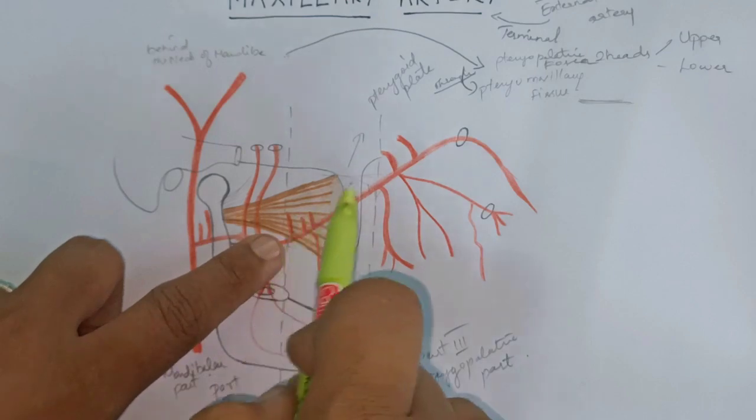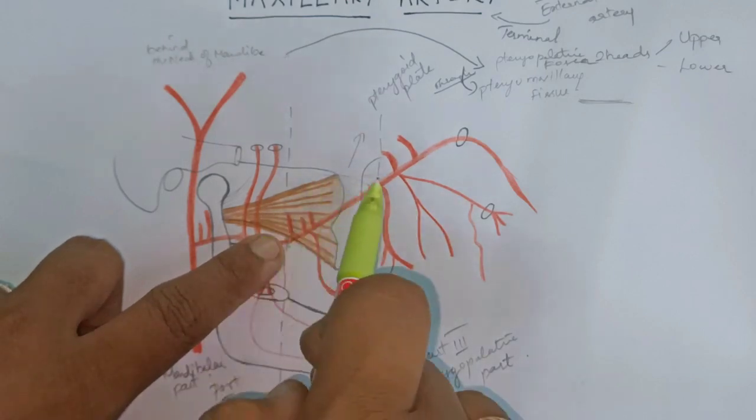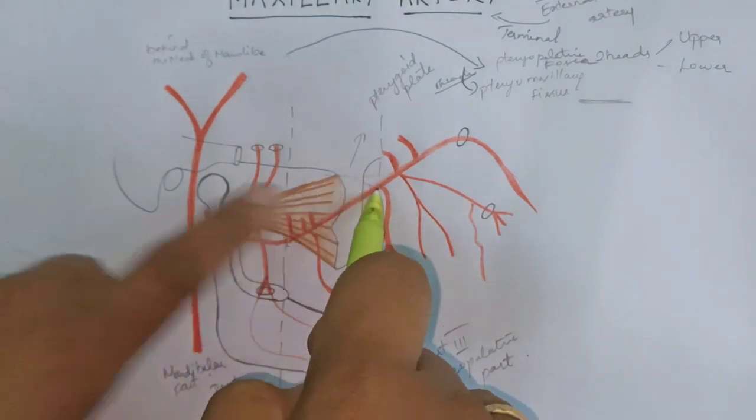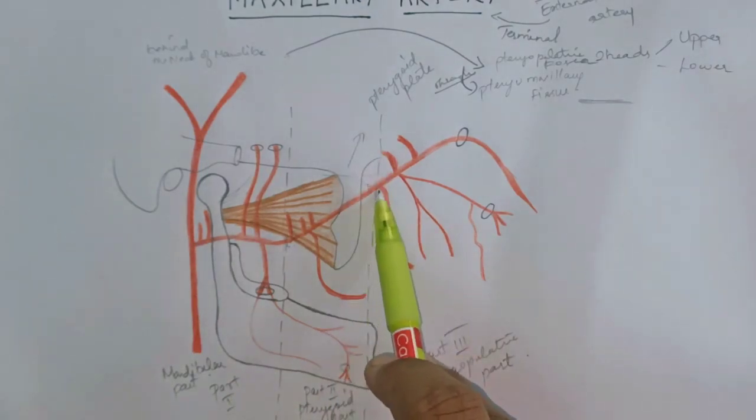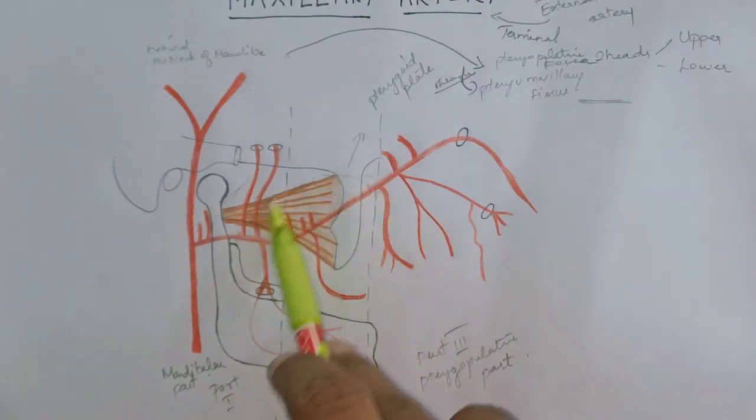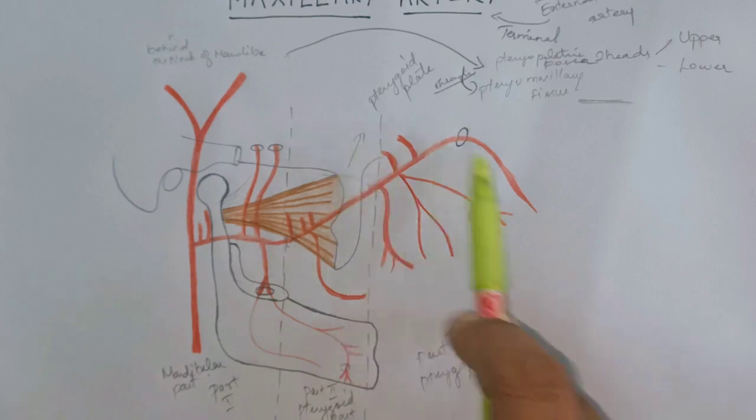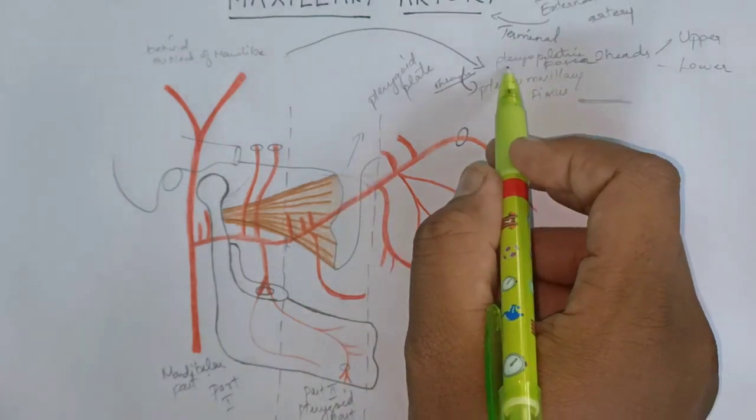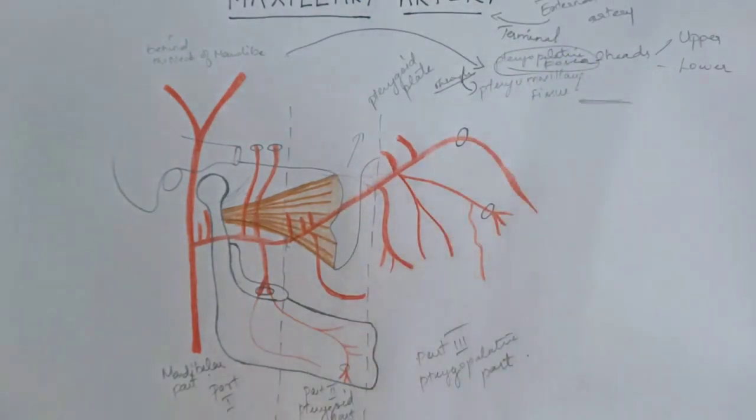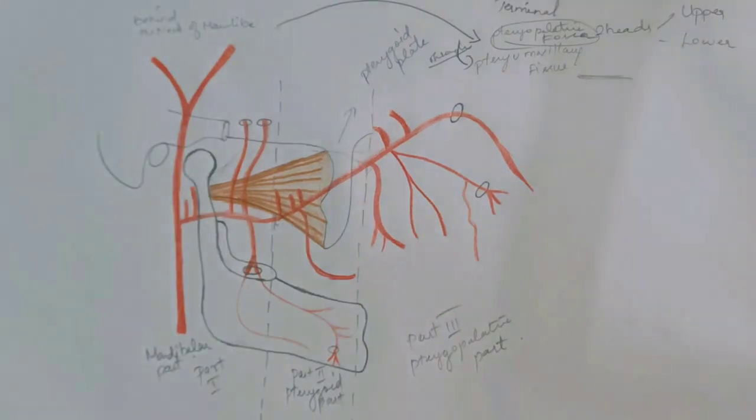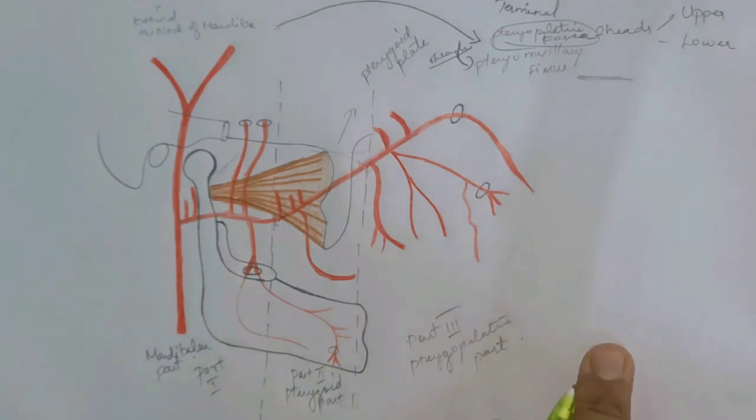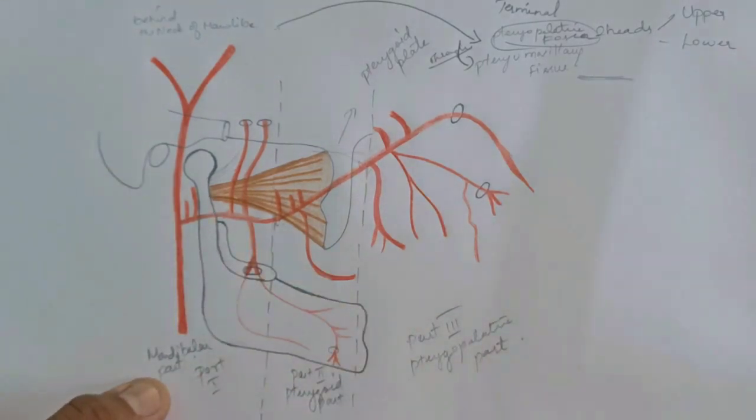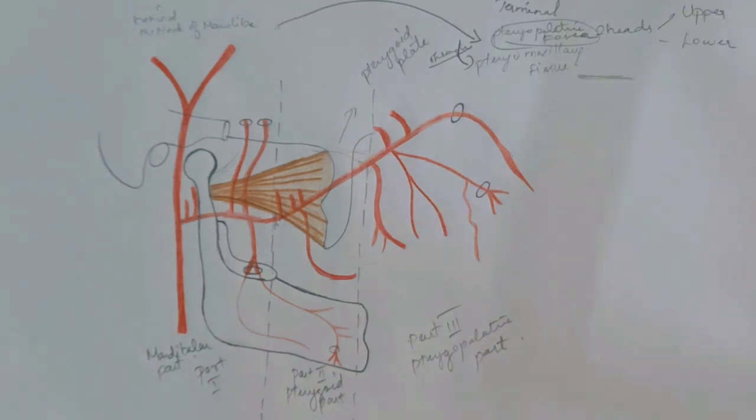Okay, this is your upper border. This entire is your lower head. Till that I have drawn, right? So till here is your part 2. From that upper border to the pterygopalatine fossa is your part 3 or pterygopalatine part, here till here. So mandibular part, pterygoid part and pterygopalatine part.